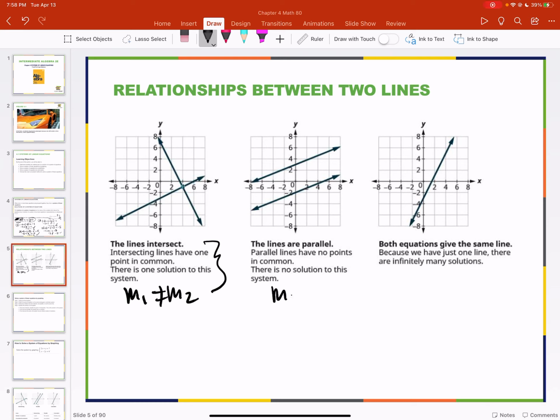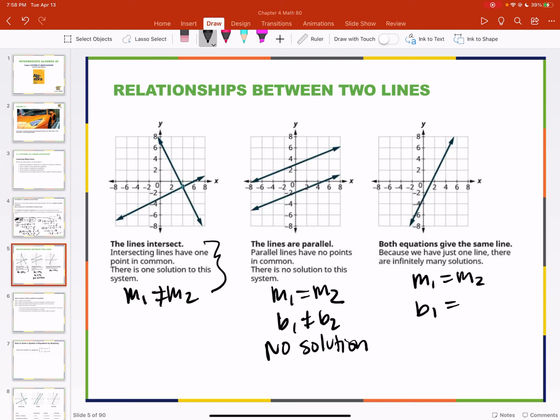Parallel lines have the same slope, okay, and they never cross, and they have different intercepts. This will have no solution because they never cross. The third one, you have the same slope and the same y-intercept, because it's actually the same line. So this one has infinitely many solutions. And then this one is only one solution.